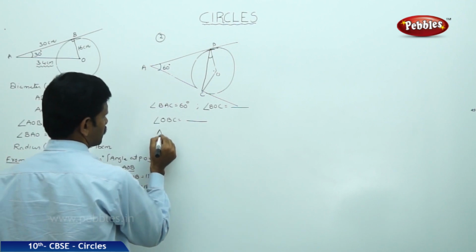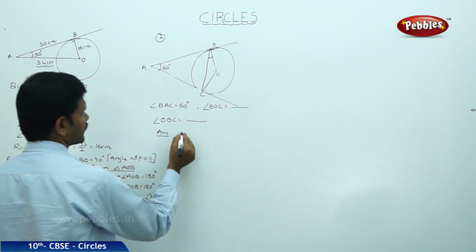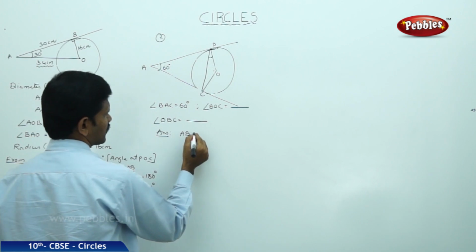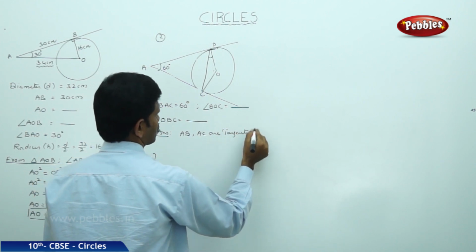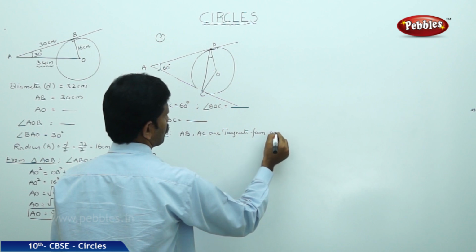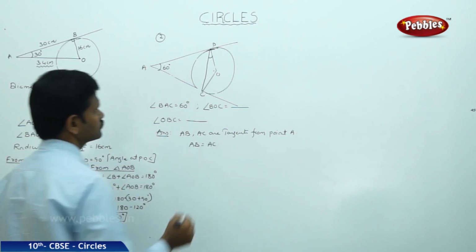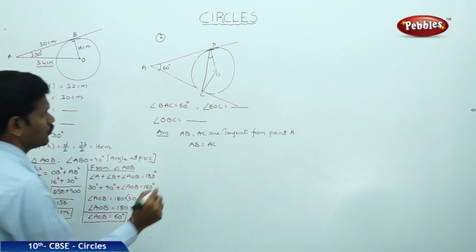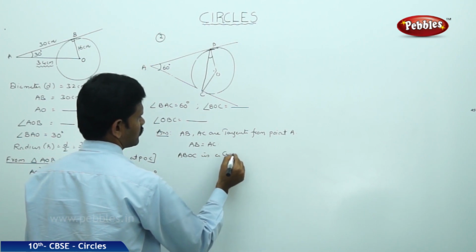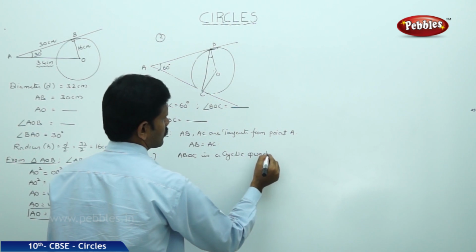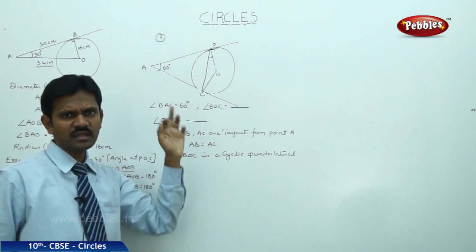Now answer. From this figure we understand that O is the center of the circle and AB, AC are tangents from point A, that is we understand that AB is equal to AC. Now we know that ABOC is a cyclic quadrilateral.